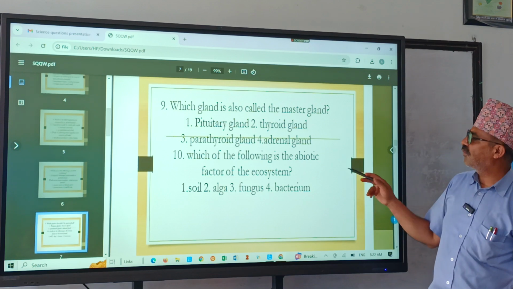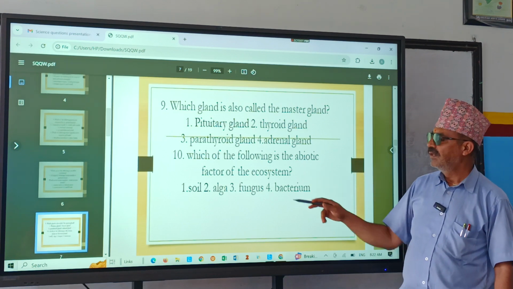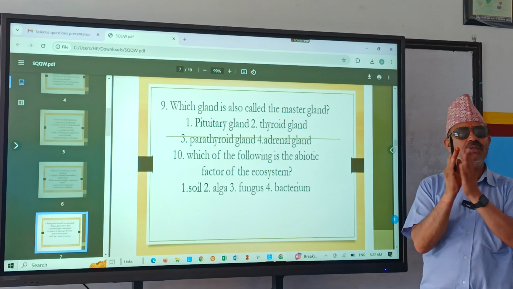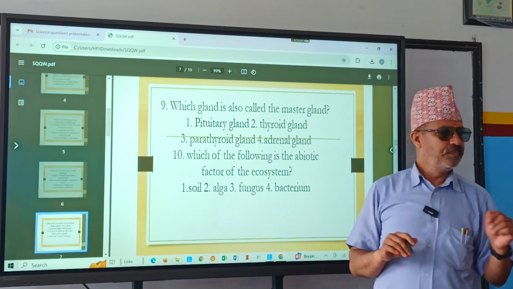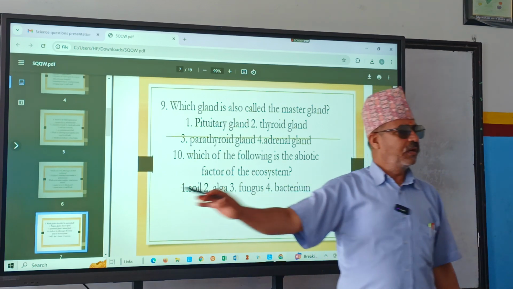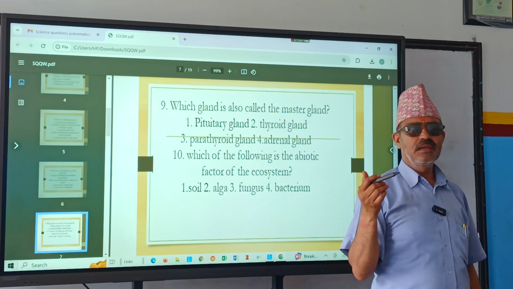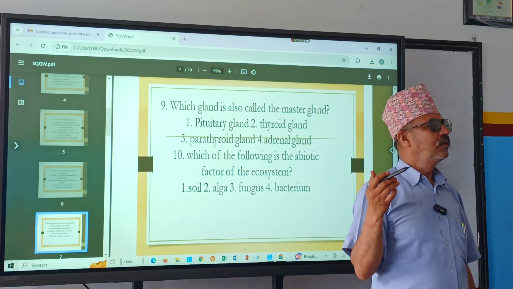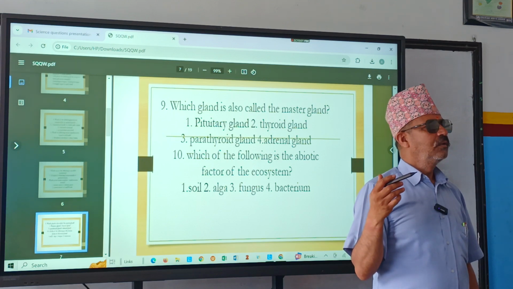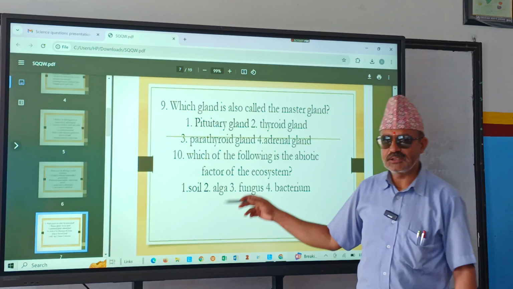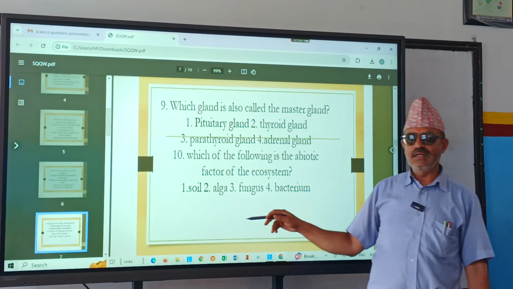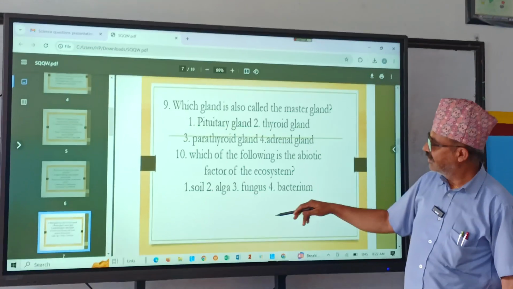And number 10, which of the following is the abiotic factor of ecosystem? Soil. Give them a big round of applause. Good, they have done. Now, I'm not going to open next question because it's the duty of next person. Who is going to come first? Group B. Biresh. Okay, Group B. Biresh, you come and explain this one. Hey? Biresh is going to tell about next questions.